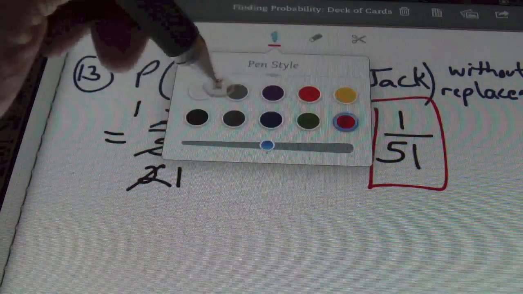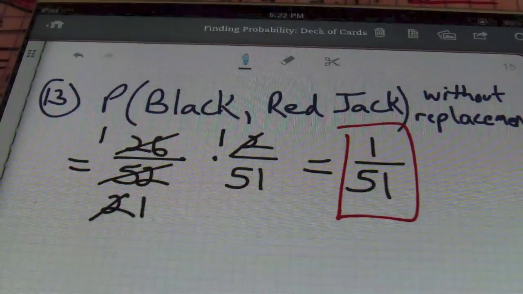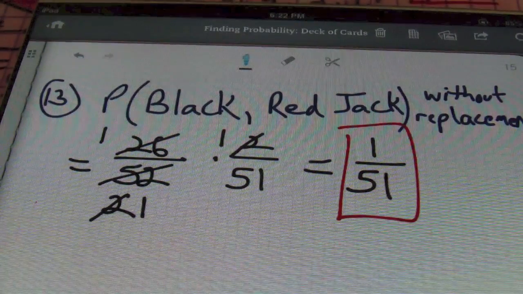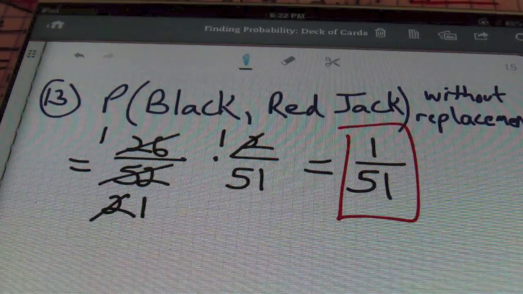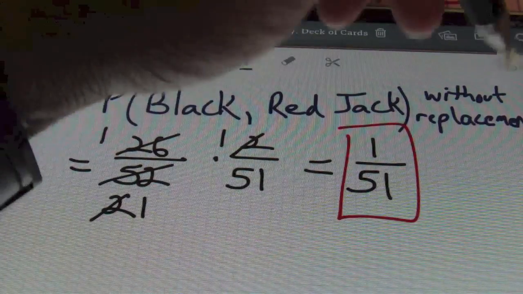That's it. Done and done, ladies and gentlemen. That's the probability of pulling out a black card, then pulling out a red jack without replacement. That's problem number 13. Let's look at the next one.